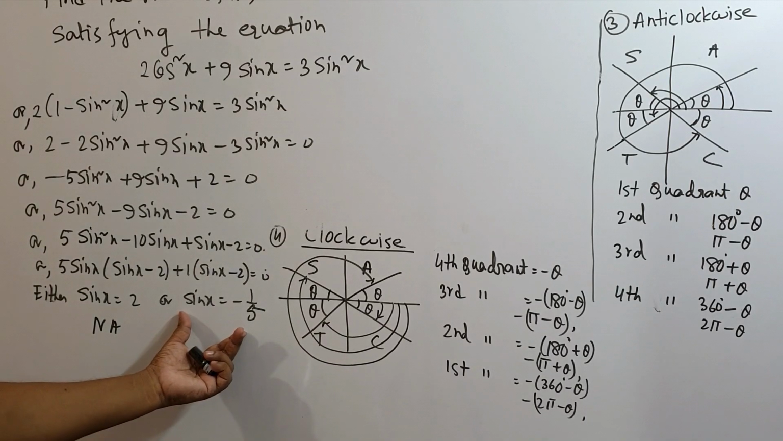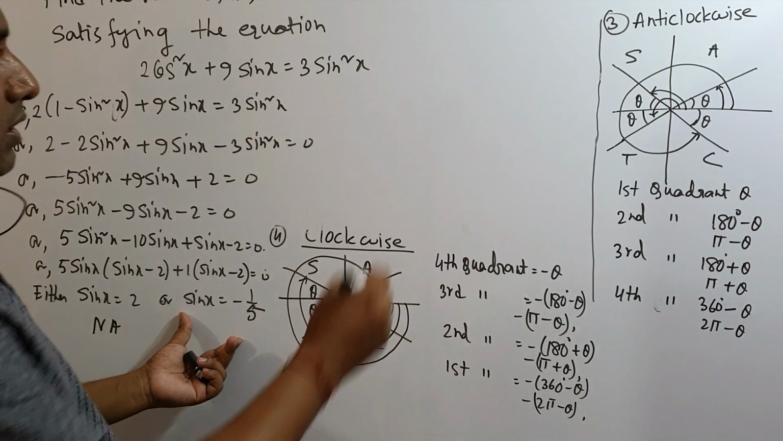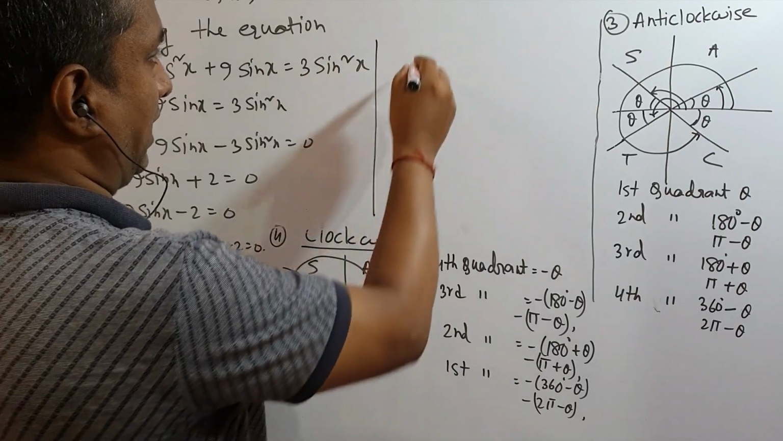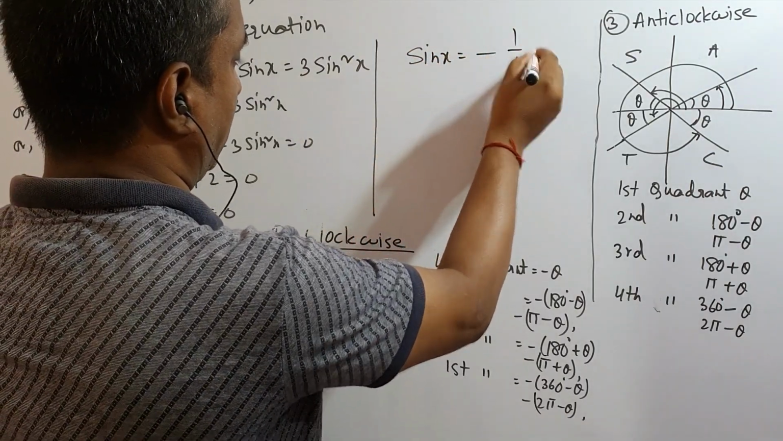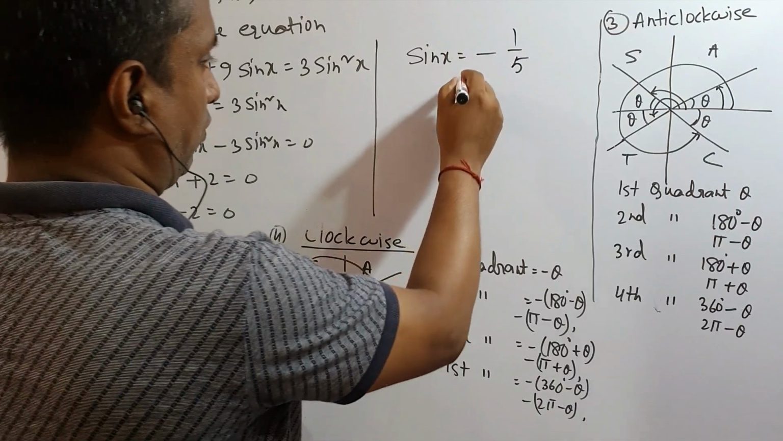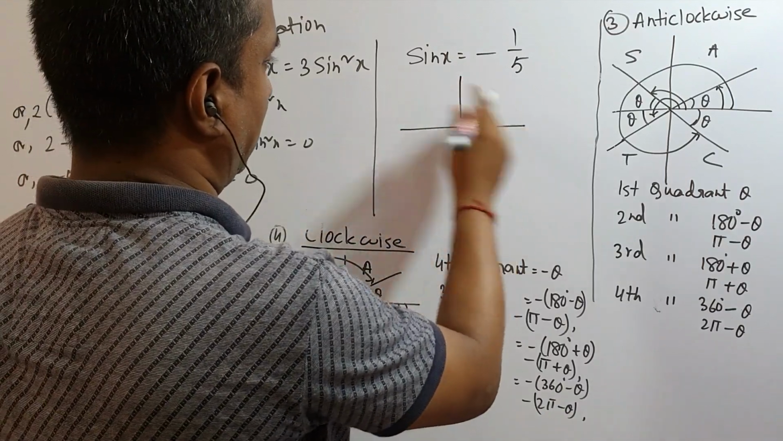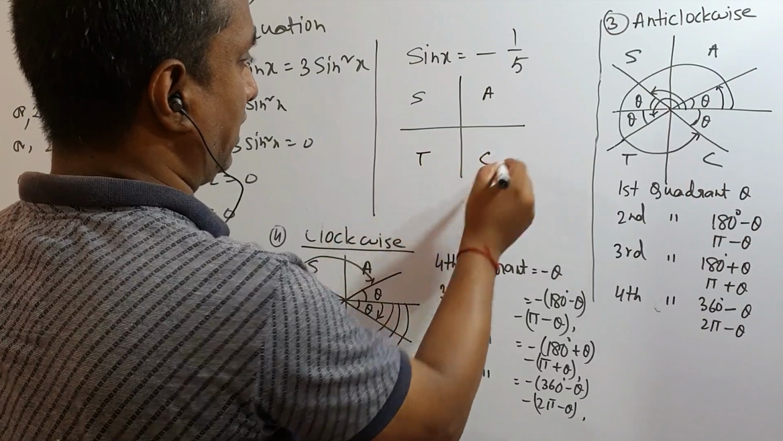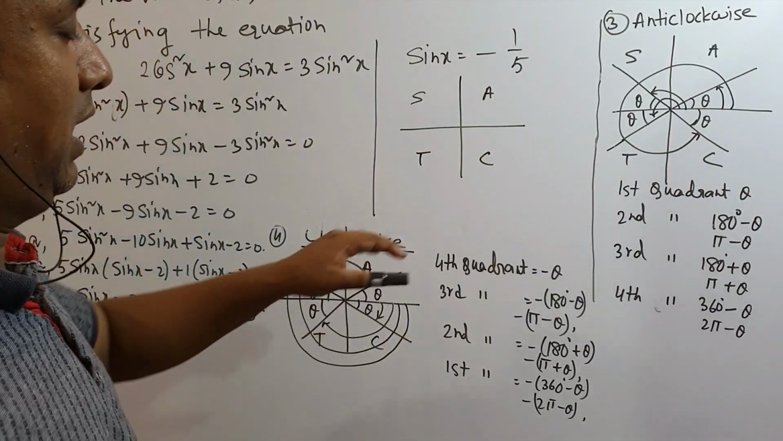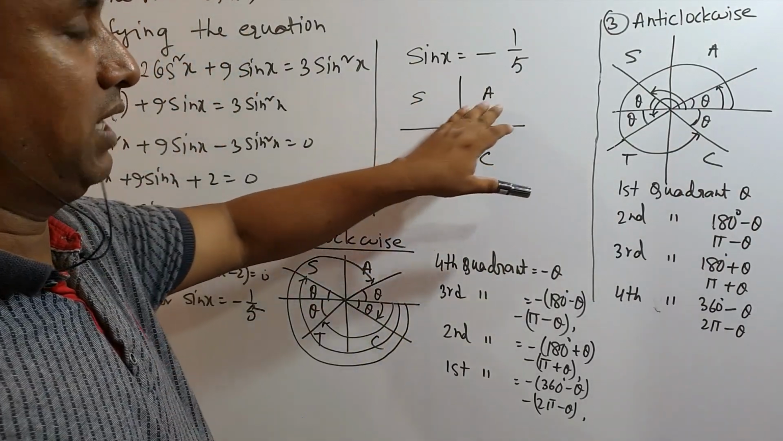Now their values are given, sin x equals minus 1 by 5. So we can solve it here. Sin x equals minus 1 by 5. First of all, place this in a quadrant. We know "All Students Take Chocolates": sine is positive here, and sine is positive here.